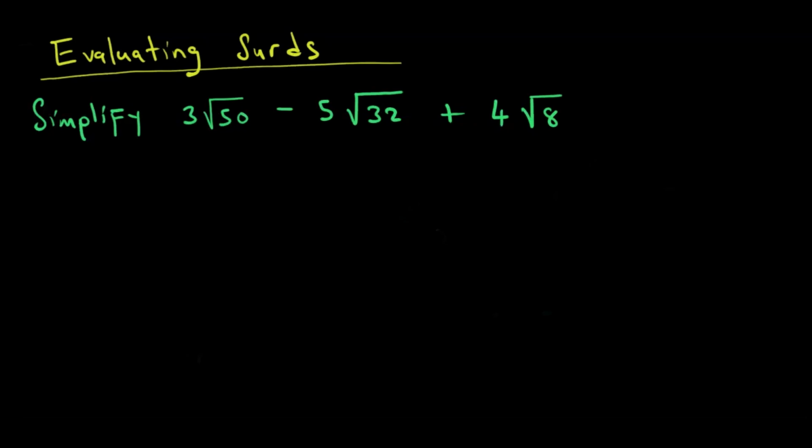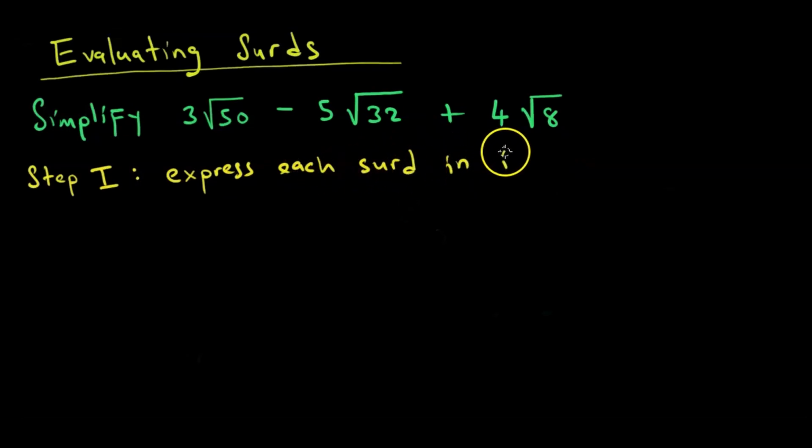Question: simplify 3 the square root of 150 minus 5 the square root of 32 plus 4 the square root of 8. So what is going to be our step number 1? By step number 1, what we want to do is express each surd in its simplest form. So we are going to look at each individual surd.